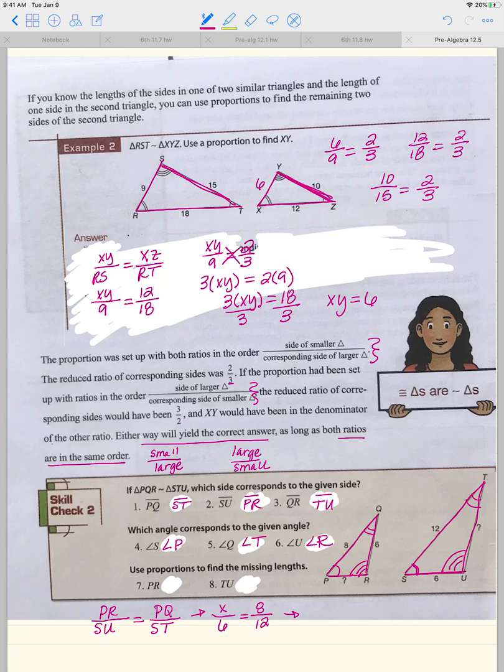You guys know I would rather you be working on these vertically, top to bottom, but I'm running out of space on the bottom of my page, so that's why I'm doing it left to right.